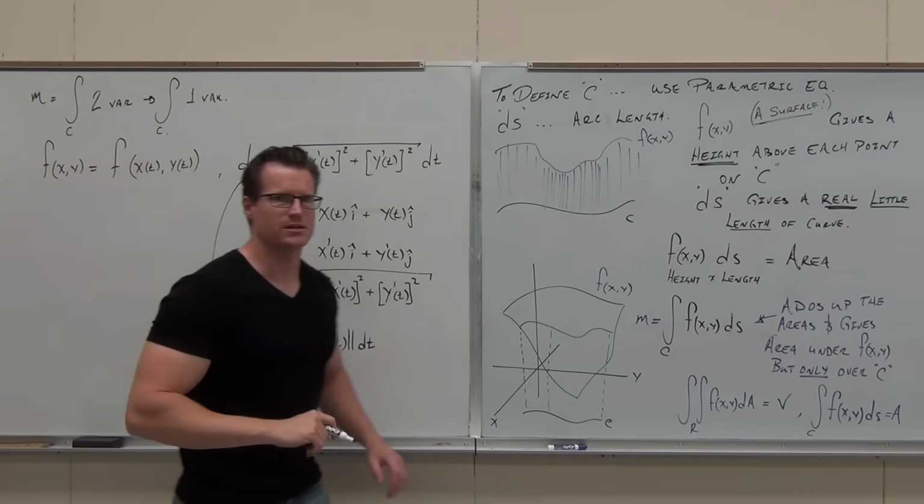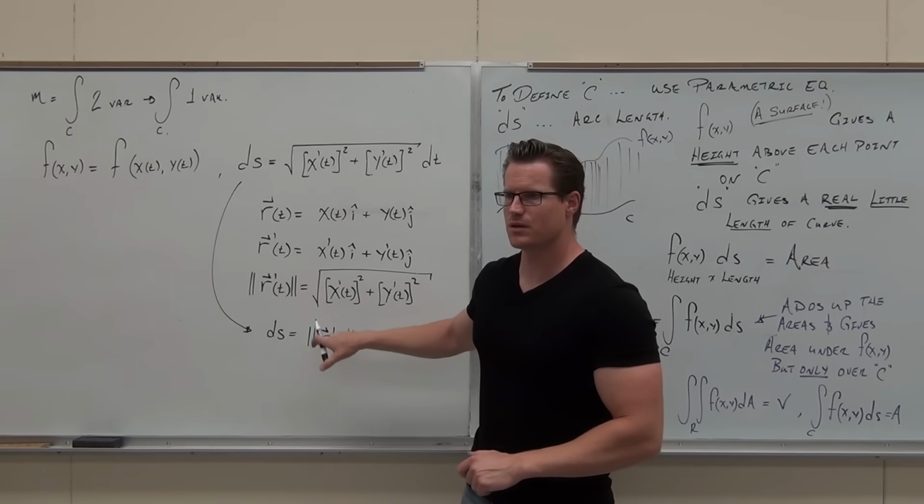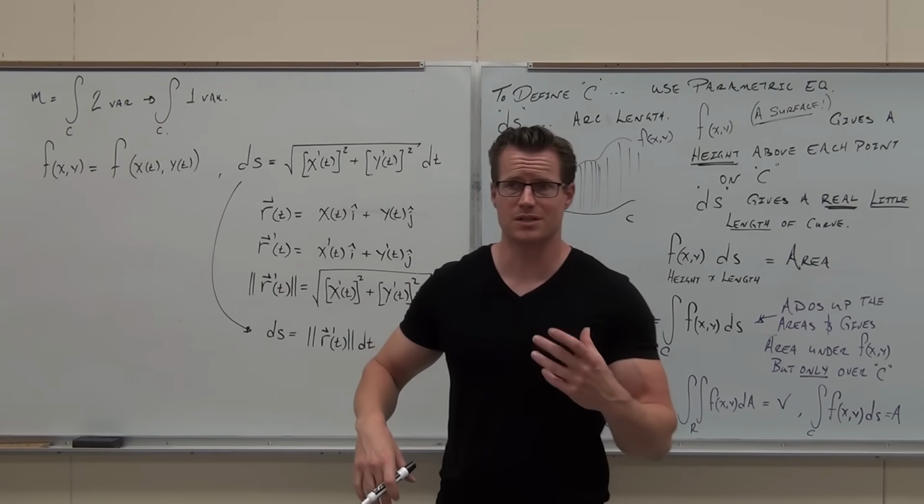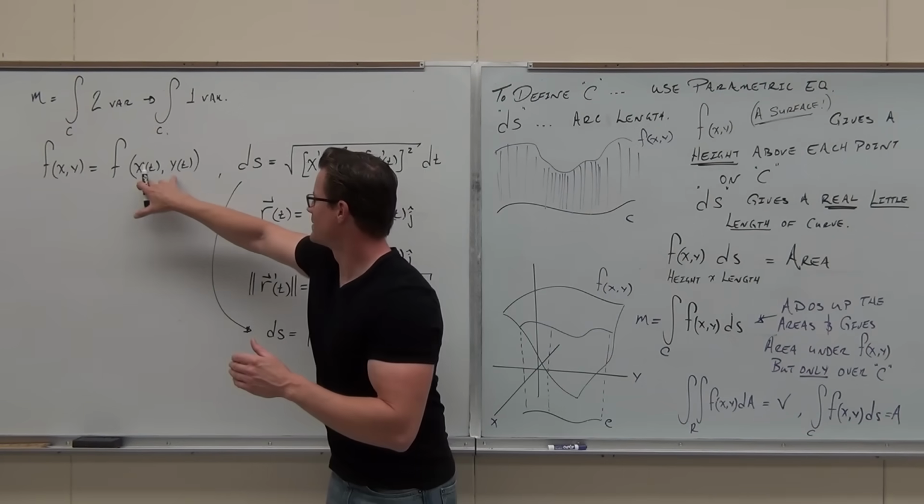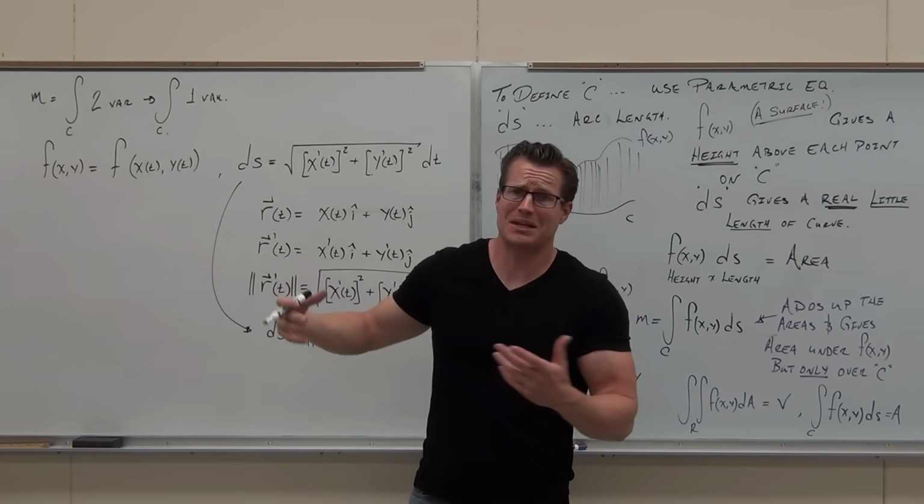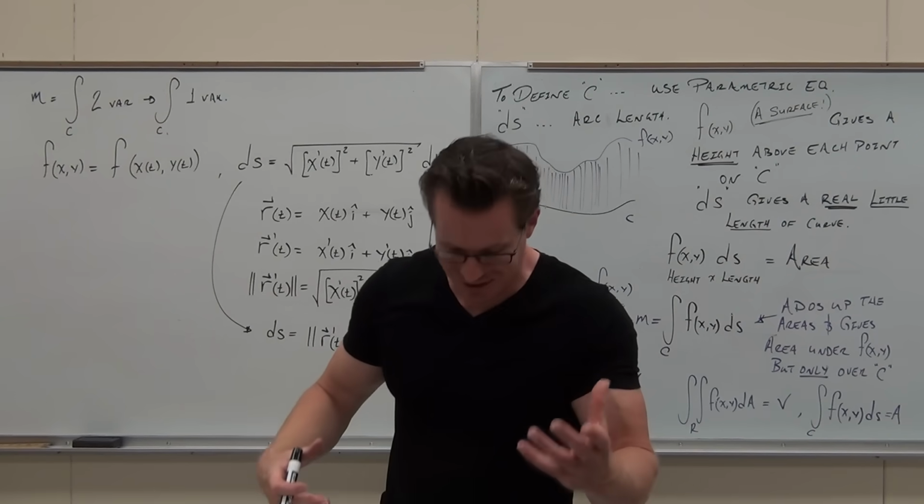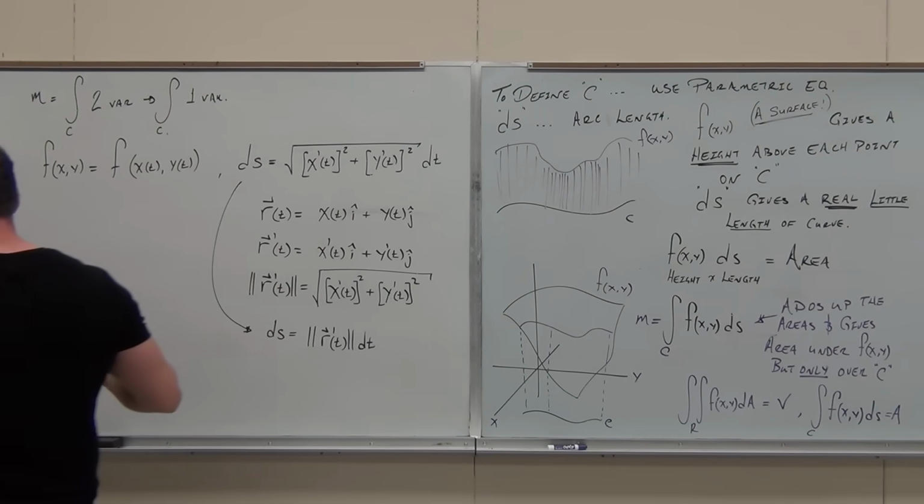We can replace the ds with this: the magnitude of the vector derivative of the vector function, dt. We can always replace it. If we can redefine by parametric with our vector function, which we're going to do anyway, then we get a twofer. We get a double up. That's awesome. That's fantastic.